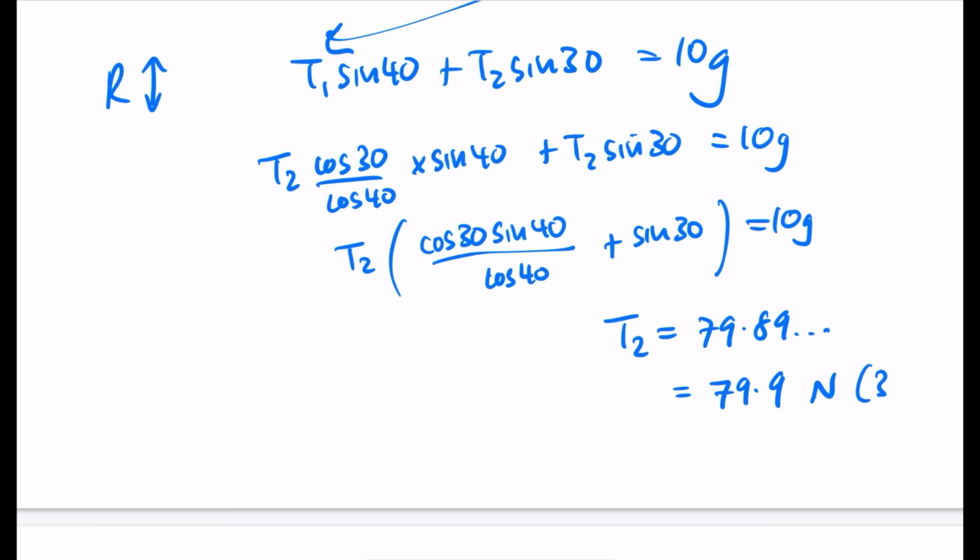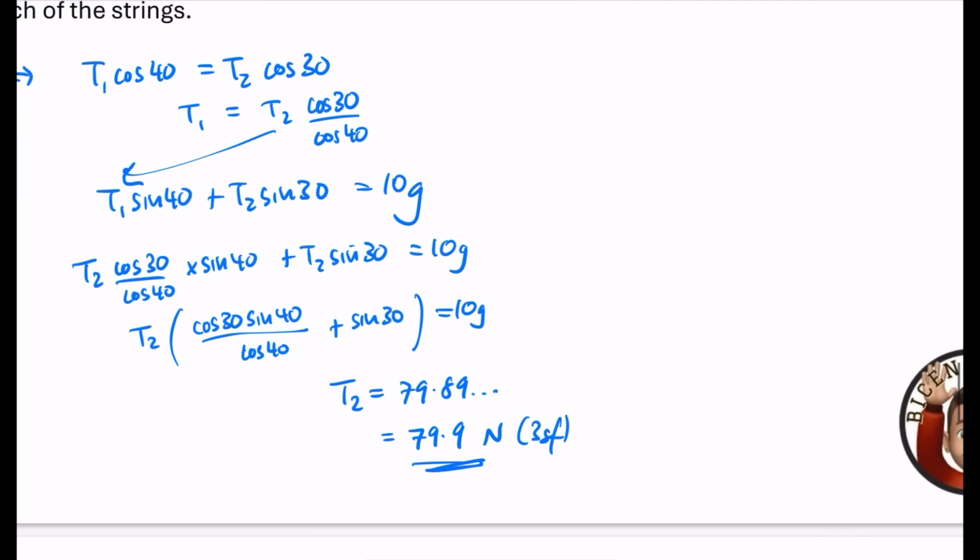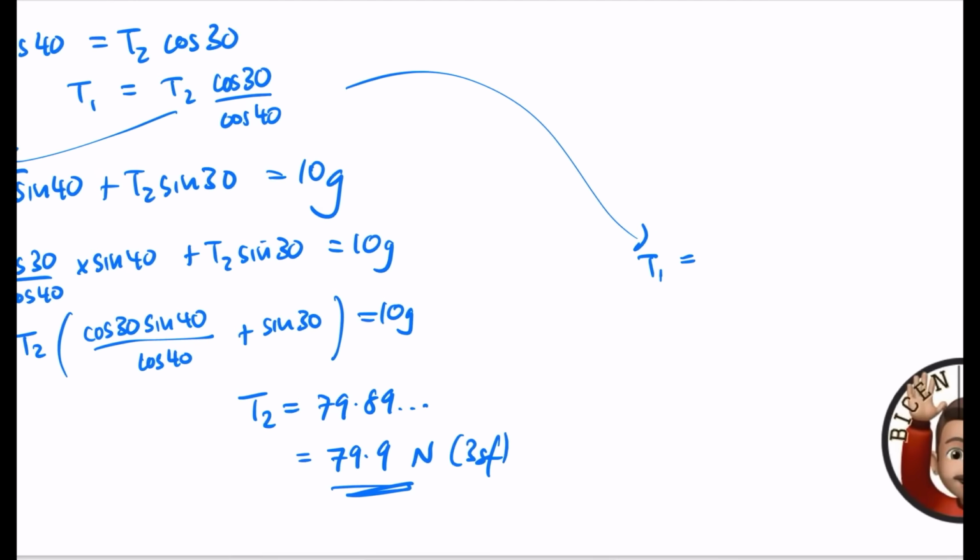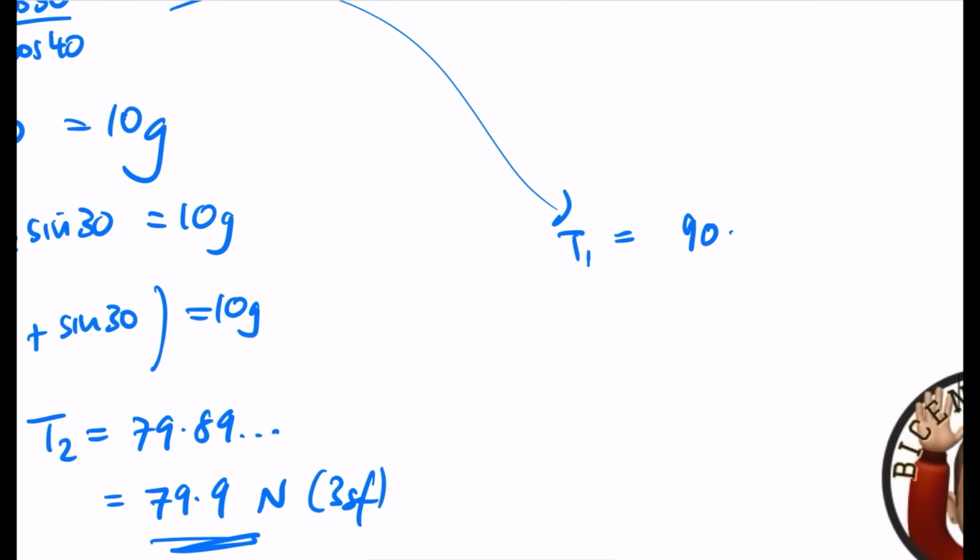79.9 newtons to 3 significant figures. But I'm going to leave that on my calculator because I think I need that to figure out what T1 is. So using this, T1 is going to be that T2 value that I've got on my calculator. I'll times it by cos 30 and I will divide it by cos 40. And I get that T1 is 90.31, which is just 90.3 newtons to 3 significant figures.